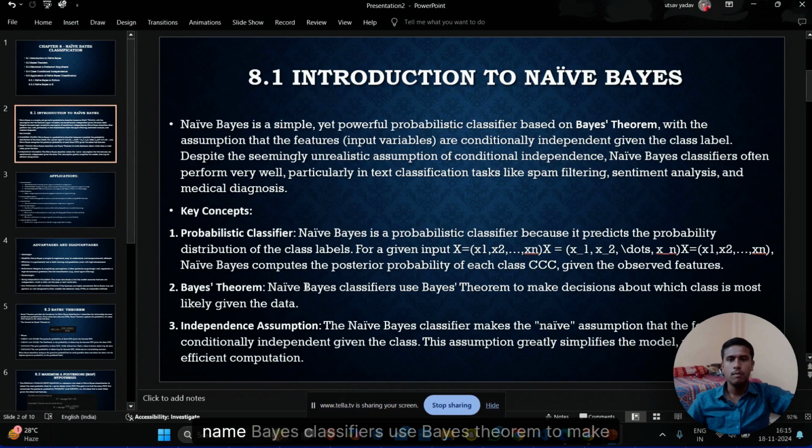Bayes theorem: Naïve Bayes classifiers use Bayes theorem to make decisions about which class is most likely given the data. Independence assumption: the Naïve Bayes classifier makes the naive assumption that the features are conditionally independent given the class. This assumption greatly simplifies the model, allowing for efficient computation.